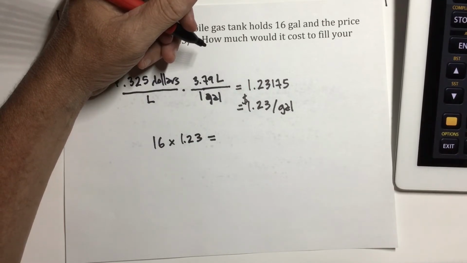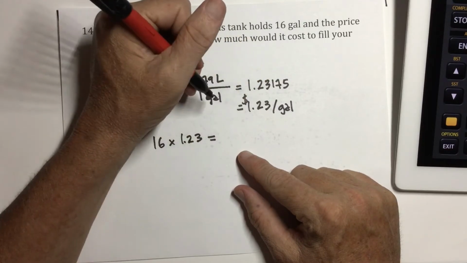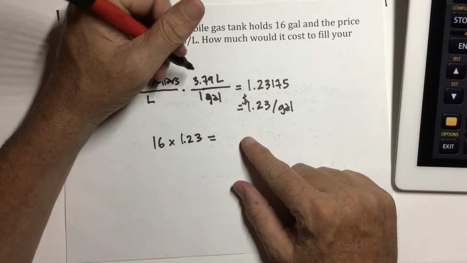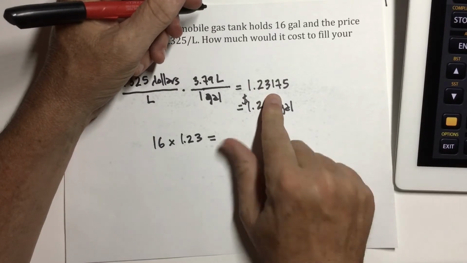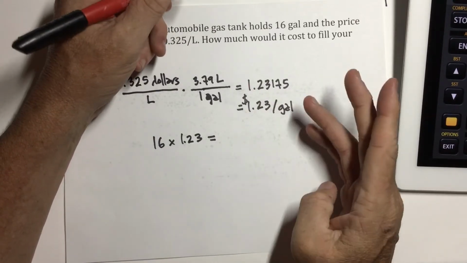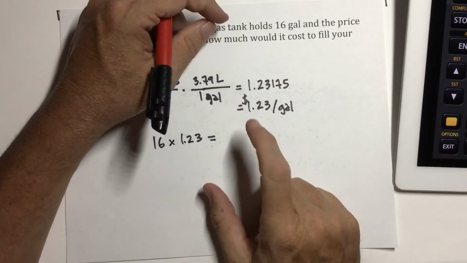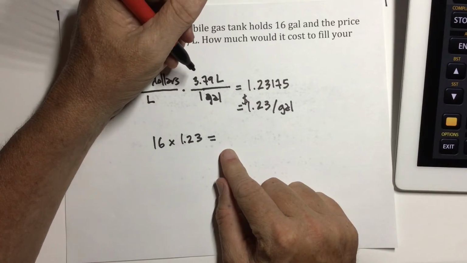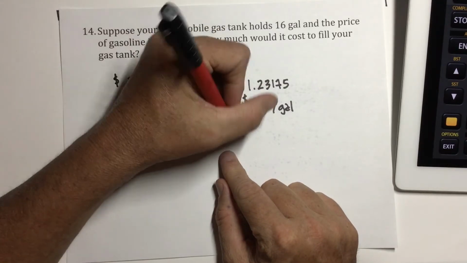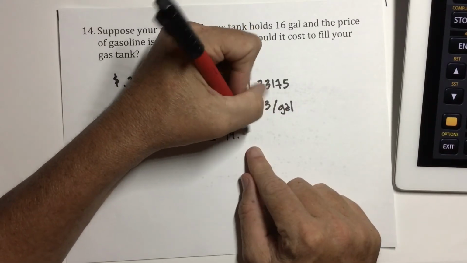0.23 times 16 comes out to $19.68. If you kept this number in your calculator and just multiplied that, you're going to be off from my answer by a few cents, but your answer is just as good. So I'm getting $19.68. I've got to round that to 3 sig figs. So I'm going to go with $19.69.